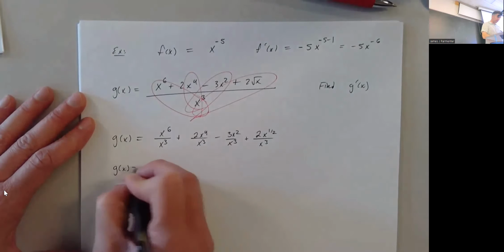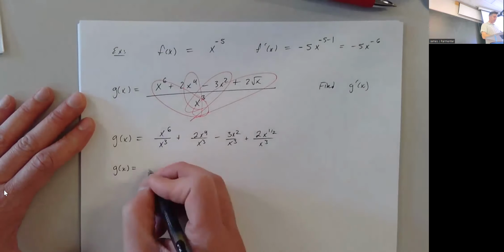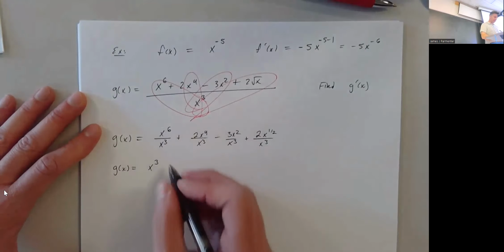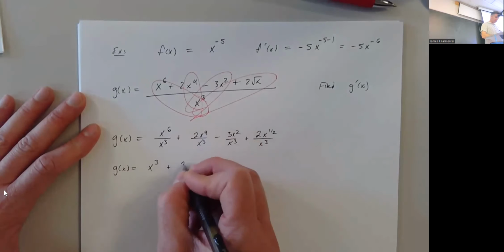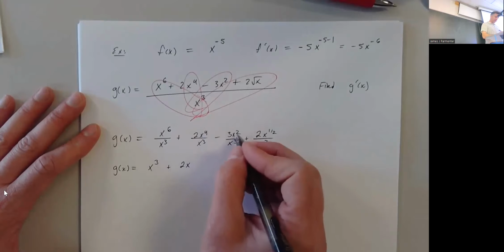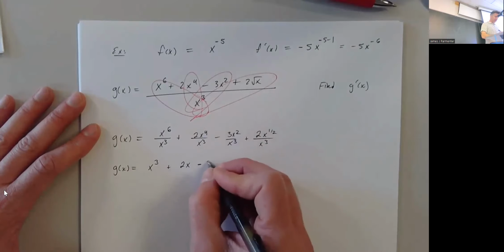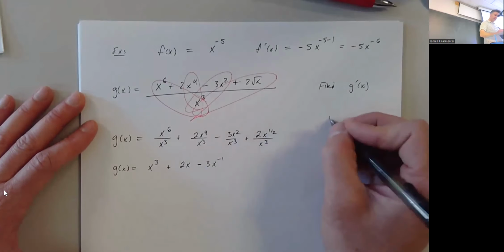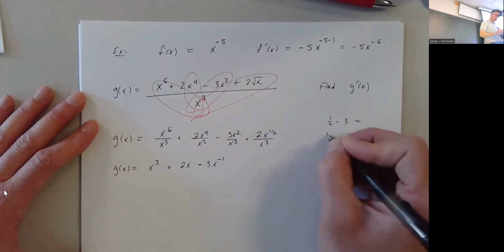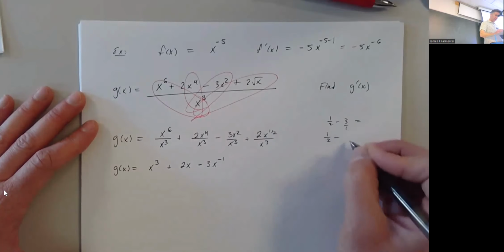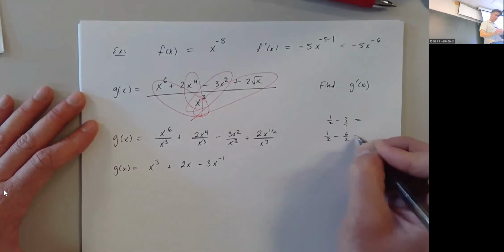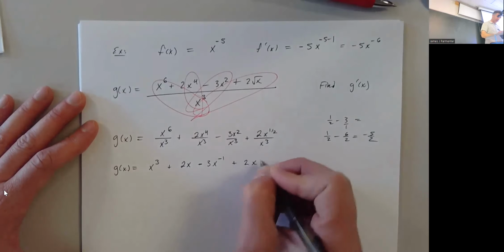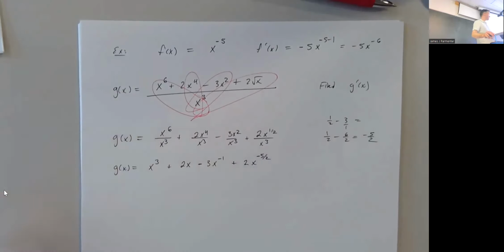So g of x is going to be x to the 6th divided by x cubed is x to the 3rd because we're subtracting those powers. 6 minus 3 is 3. 4 minus 3 is 1, so you get 2x to the 1st. 2 minus 3 is -1, so we get minus 3x to the -1. And 1/2 minus 3 is 1/2 minus 3 over 1, which is 1/2 minus 6 over 2, which is -5/2. So you get 2x to the -5/2.